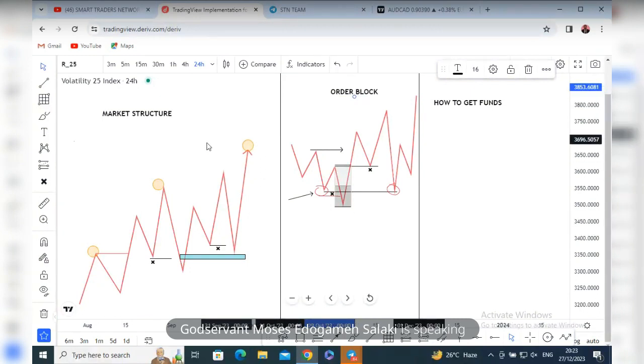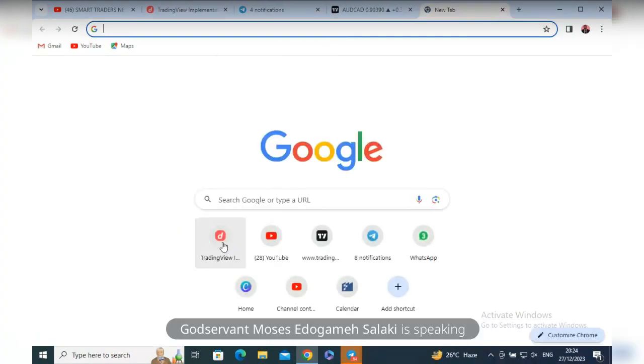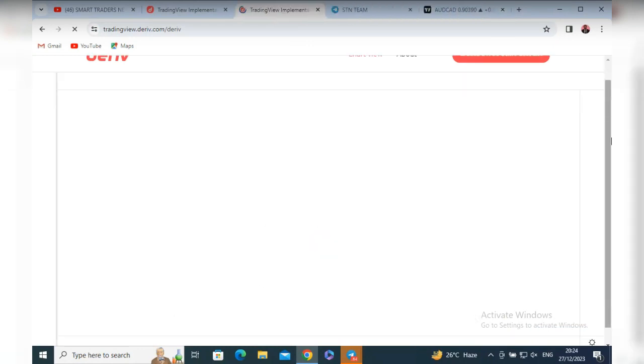I'll show you this structure. Then I'll show you an order block. And then you are going to discover how we play this pattern. Okay, let me open another page.